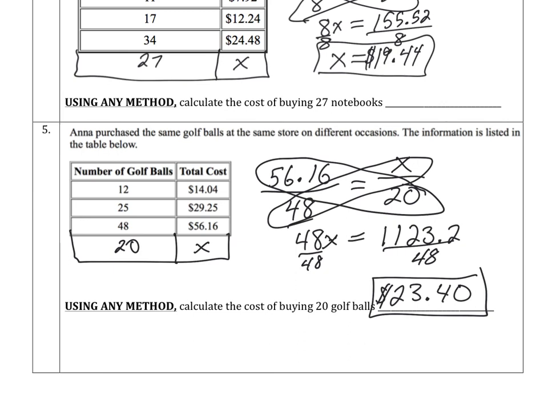Again, checking for accuracy to make sure that I have a value that makes sense, looking between 12 and 25. That's where 20 golf balls falls, and my price falls between $14.04 and $29.25. So it's verified. And that is all there is to this.